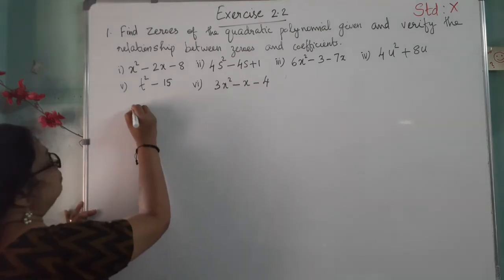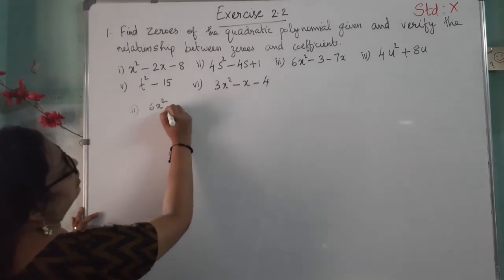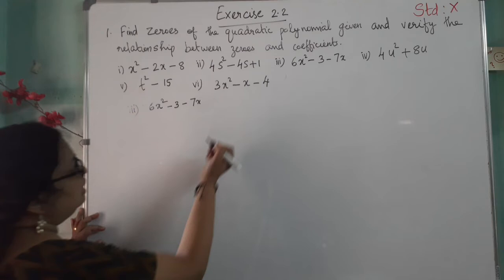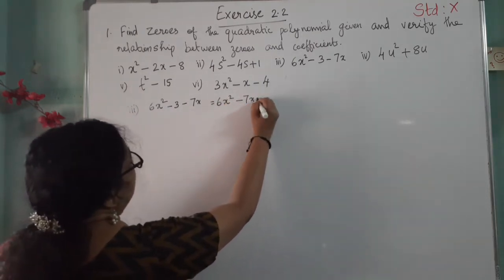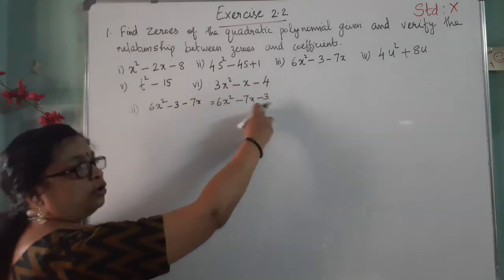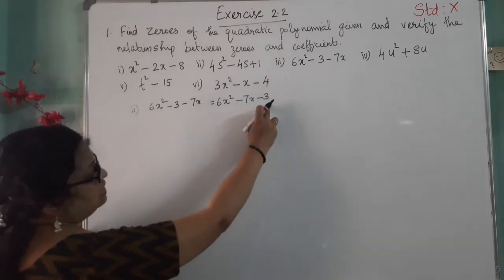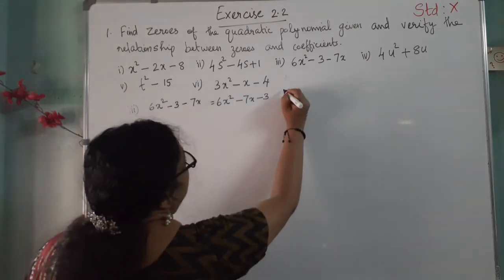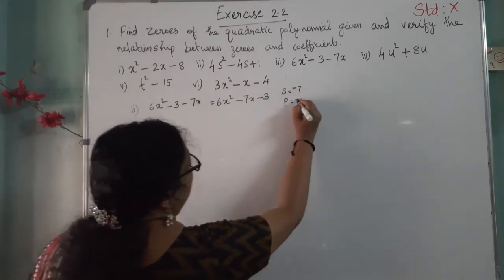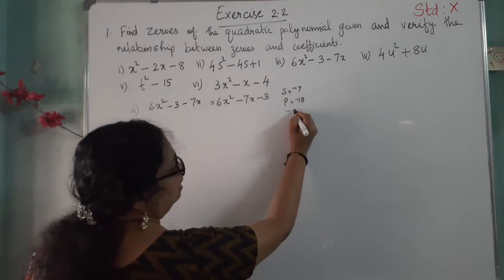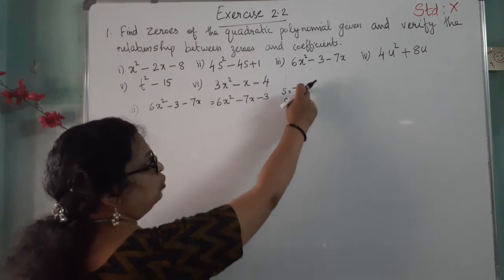Third question, 6x square minus 3 minus 7x. This we can rearrange as 6x square minus 7x minus 3, that is the decreasing order of the powers, which is the standard form of a polynomial. 6x square minus 7x minus 3. Then we know that the sum is minus 7 and the product is minus 3 into 6, that is minus 18. So the numbers are minus 9 and 2. Minus 9 into 2 is minus 18, minus 9 plus 2 is minus 7.